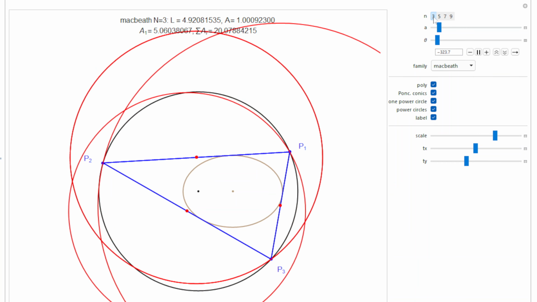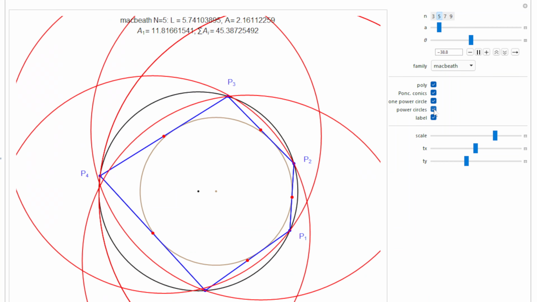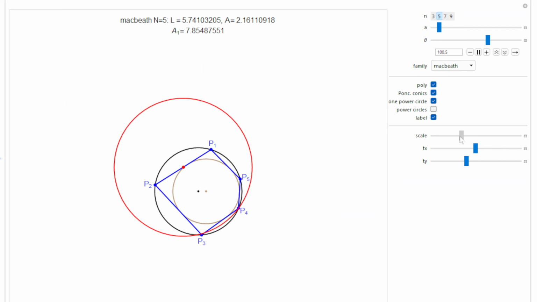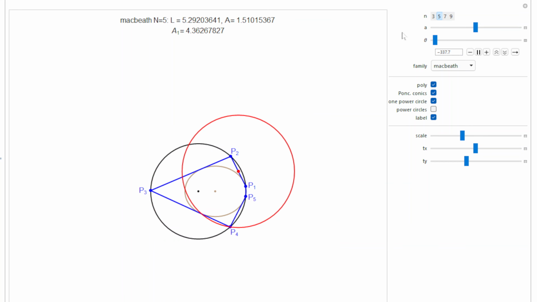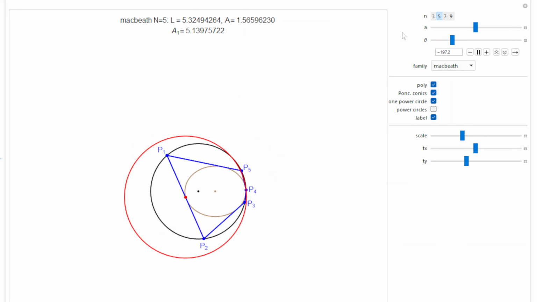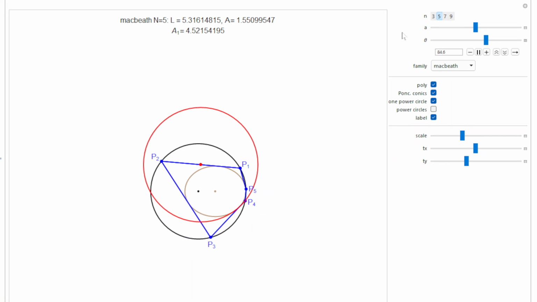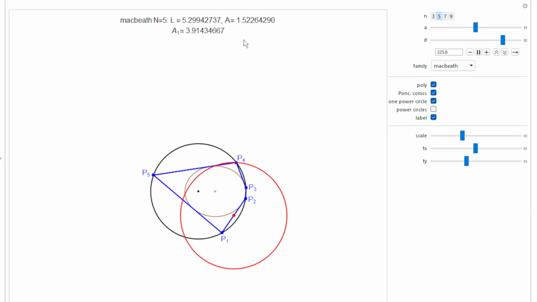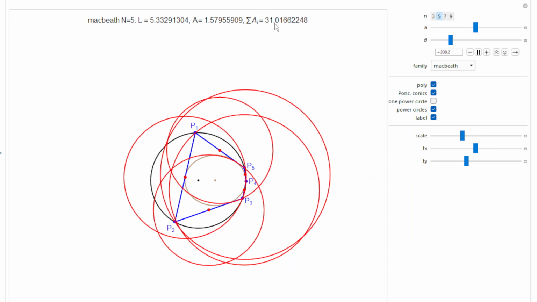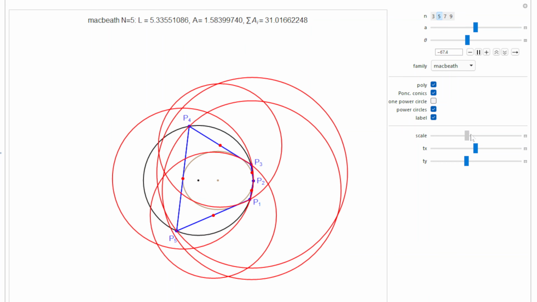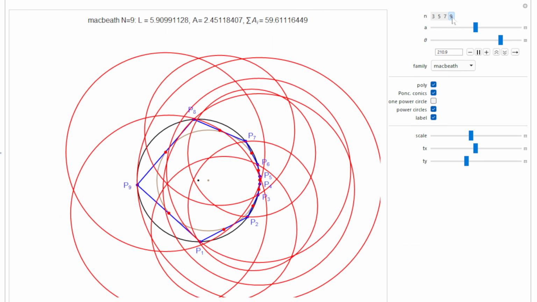How about MacBeath n equals 5? I also got the conservation. Let's just look at it more carefully here. I have one power circle. Let's get it more eccentric here. So I still have this generalized MacBeath inellipse, now for n equals 5. One power circle, variable area, but the sum of the 5 is invariable. 31.01 here. And how about n equals 7? We got invariability as well, and n equals 9, invariability as well.